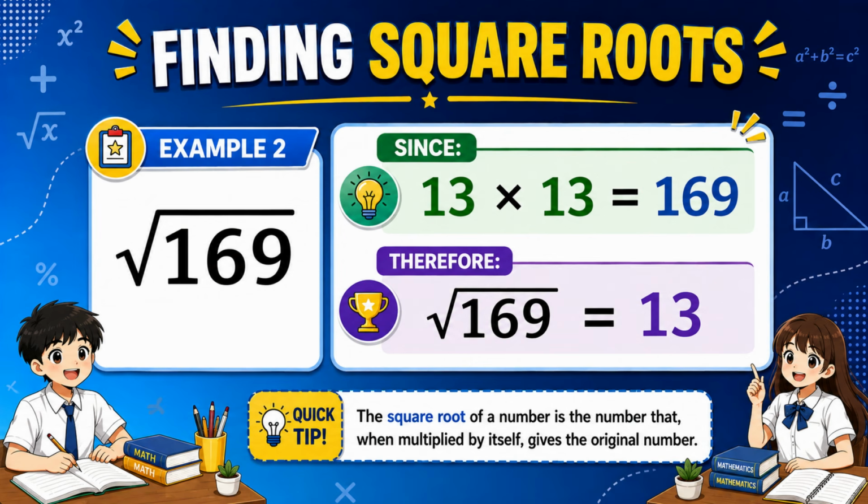Square root of 169. Since 13 times 13 equals 169, therefore, the square root of 169 equals 13.